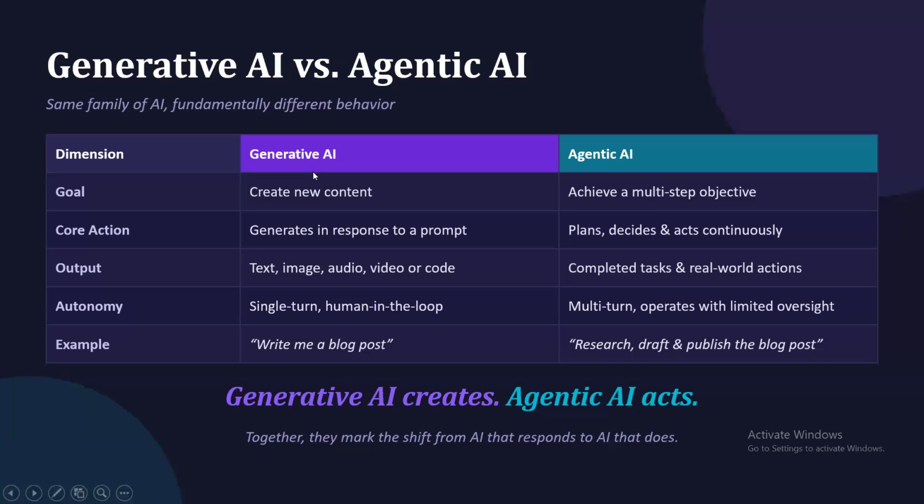Goal: generative AI creates new content, while agentic AI achieves a multi-step objective. Generative AI generates the response to the prompt; agentic AI plans, decides and acts continuously. Outputs: text, image, audio, video, code versus completed tasks and real-world actions. Autonomy: single turn with human in the loop versus multi-turn, operating with limited oversight. Write a blog post is generative AI. Research, draft and publish a blog post is agentic AI.